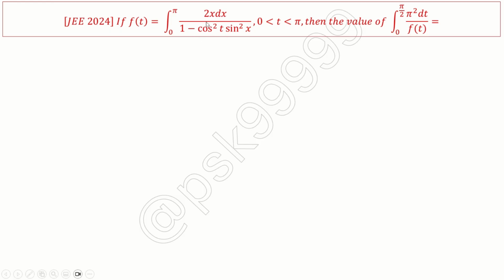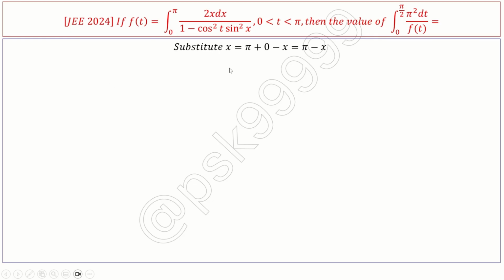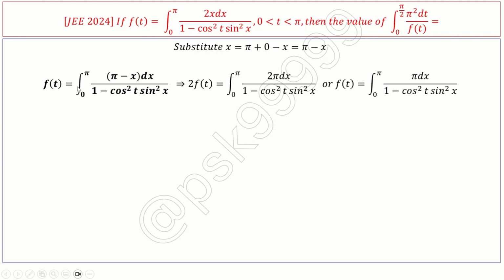In all these problems where you have numerator as x and then sine square, first you need to get rid of this x. The powerful definite integral rule is there, right? You substitute x equal to pi plus 0 minus x, that is pi minus x. What happens is f of t will become integration from 0 to pi of 2 times pi minus x into dx divided by 1 minus cos square t sin square x. Sin square x will remain the same because sin of pi minus x is sin x only.